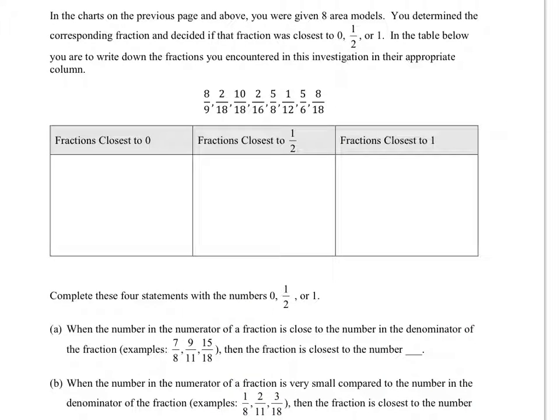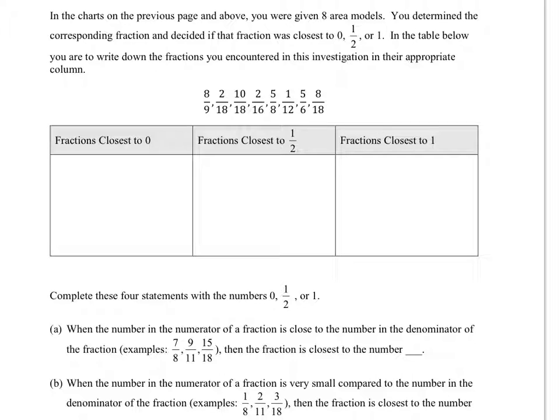Okay, so on the previous slide, we had 8 area models, and we determined their fractions and decided whether or not they were closest to 0, 1 half, or 1. So now what we're going to do is take these fractions and put them in the appropriate section. We're going to sort of combine them all together.